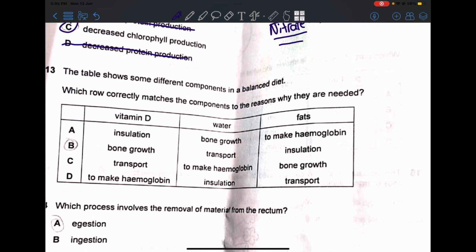13. The table shows some different components in a balanced diet. Which row correctly matches the components to reasons why they are needed? Now, we know that water is used for transportation, and fats are used for insulation and temperature regulation. So also vitamin D is used for bones and for teeth growth. So we're going to be choosing B.